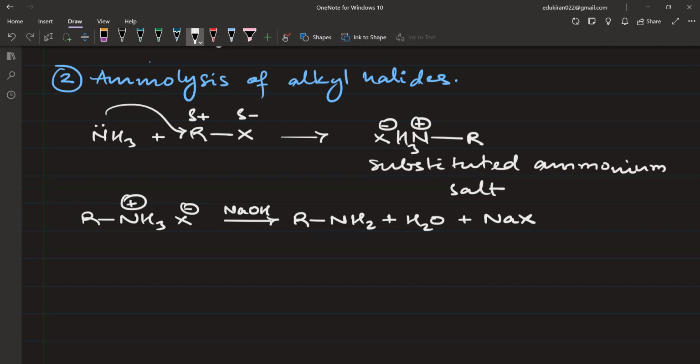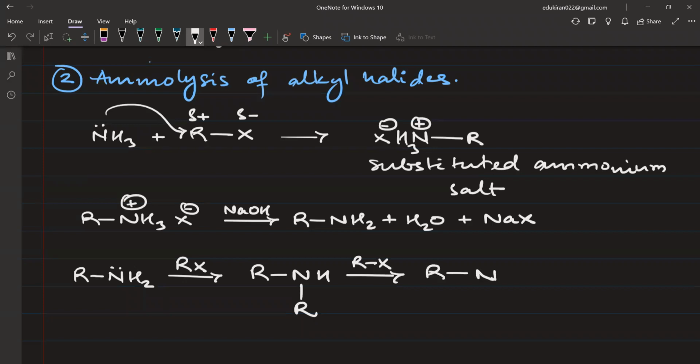Why? Once you get this RNH2, it can further react. Now this RNH2 can react with RX, the haloalkane, if there is remaining haloalkane. Again, this nitrogen atom is going to attack the R, and you get R, NH, and one more R. Then, if you have some more remaining RX, this reacts to give R, N, R, and one more R.